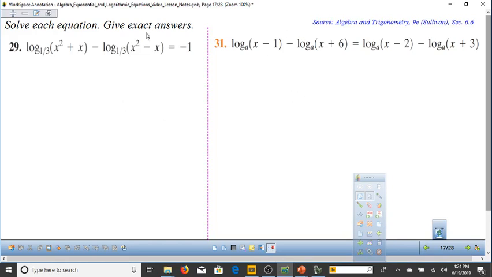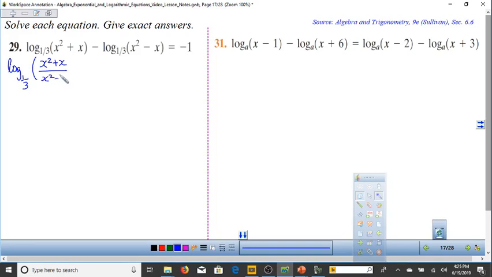So we have two logs with the same base, and we can combine those two logs with the same base. So we have log base 1/3, and it's a minus, so we're going to do input of the log that's positive over input of the log that's negative. And then the output is -1. We rewrite this as an exponential form. 1/3 to the -1 is equal to x squared plus x over x squared minus x. 1/3 to the -1 is just 3, so we have 3 equals x squared plus x over x squared minus x.